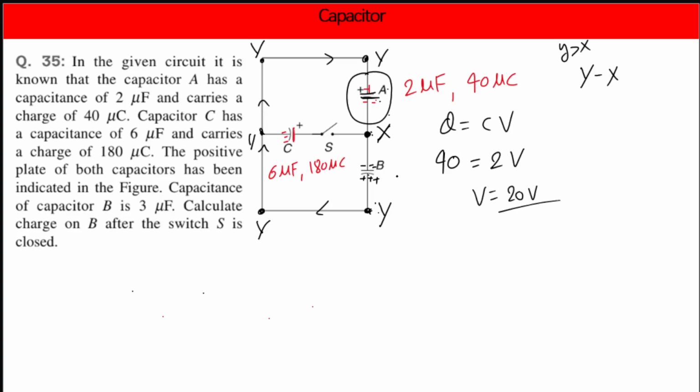And if it is 20 volt here, here also it is 20 volt. So what will be the charge on B initially? Its capacitance is given, that is 3 microfarad. So it will be 3 into 20, that is 60 microcoulomb. So initially all these three, A, B, C, have charge, okay? And this plate of B will be negative and this one positive.